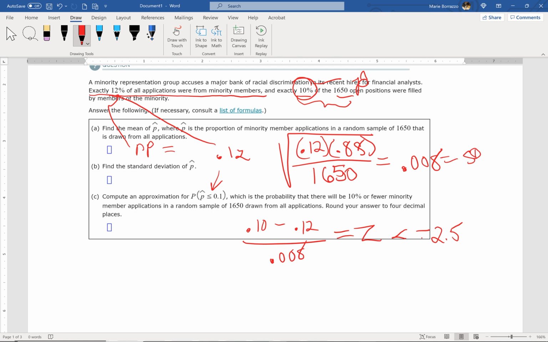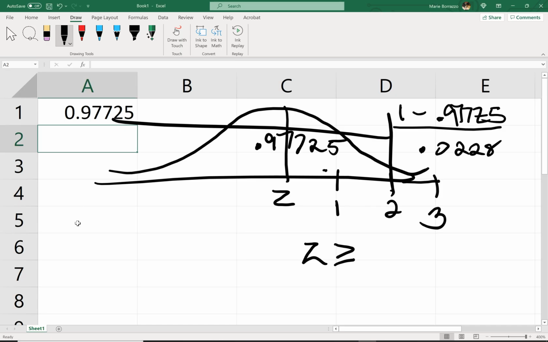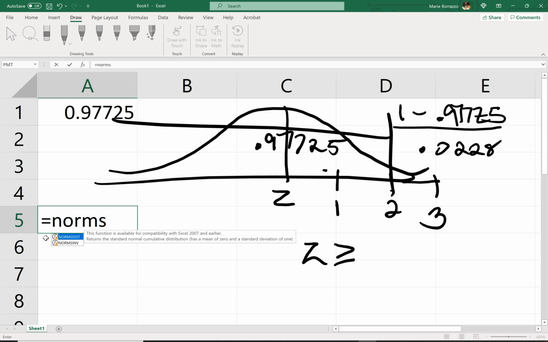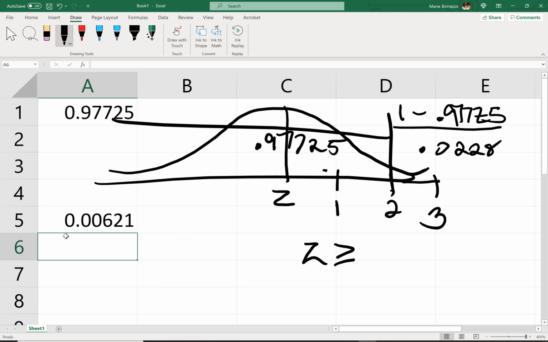All right, so let's use Excel. So I'm going to go to Excel. I'm going to say equals NORM.S.DIST. We're going to put in negative 2.5. Notice how that is 0.0062, and actually that is our answer. So they only want 4 decimal places, so we stop here.